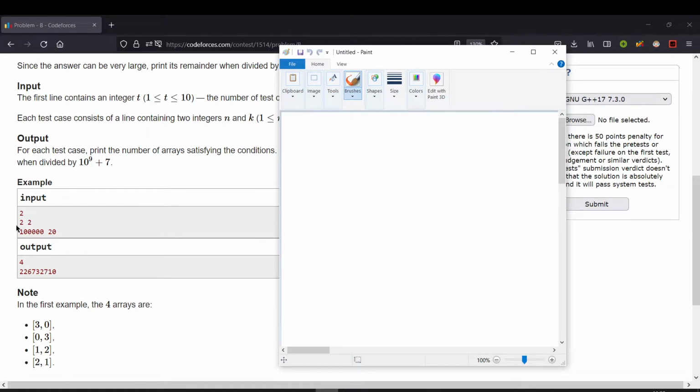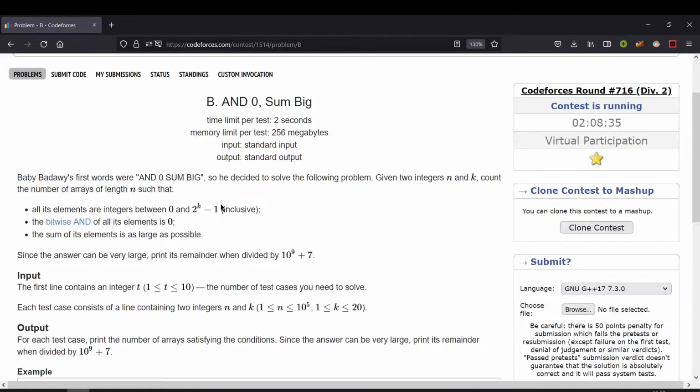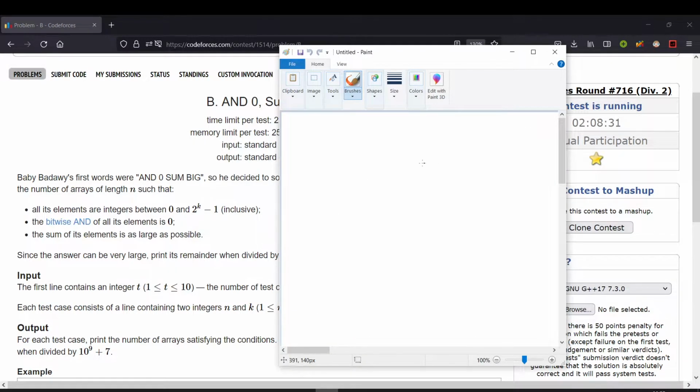So we'll be having n numbers, and everything has k bits. If it is 2 to the power k minus 1, say k is 3, then we'll be getting all the numbers from 0 to 7. And if you see from 0 to 7, every number will have at most 3 bits, right? So if it is k, then a number in this range will have k bits. So this is one basic observation.